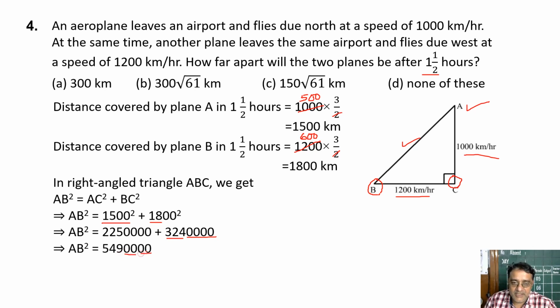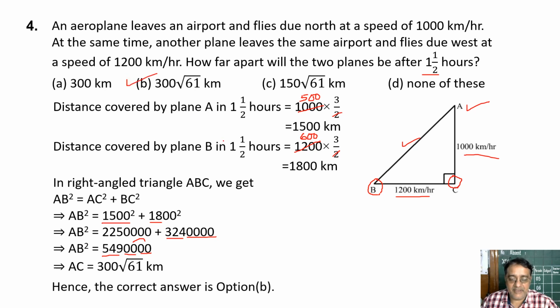2 zeros. So इससे एक 100 बाहर आ जाएगा. And 549 is 61 into 9. So if you take square root you will get 3 into 100 root over 61. That is 300 root 61 kilometer. So which option is the correct one? Option B. Right.